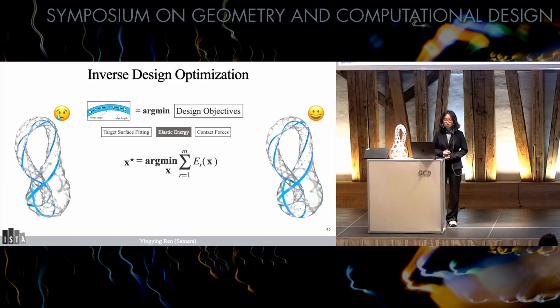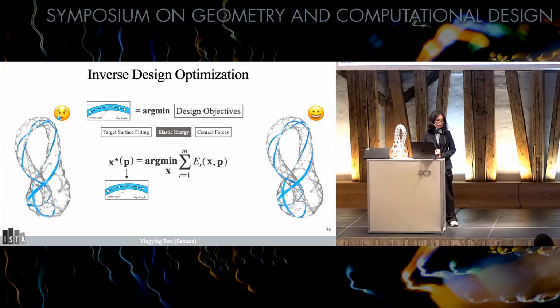The second term tries to search for woven structures with low elastic energy so that the material experiences low stresses. Previously, when we evaluated the elastic energy, we assumed the length and curvature of the ribbons are fixed. But now in the design process, the equilibrium states x star will be a function of these design parameters.